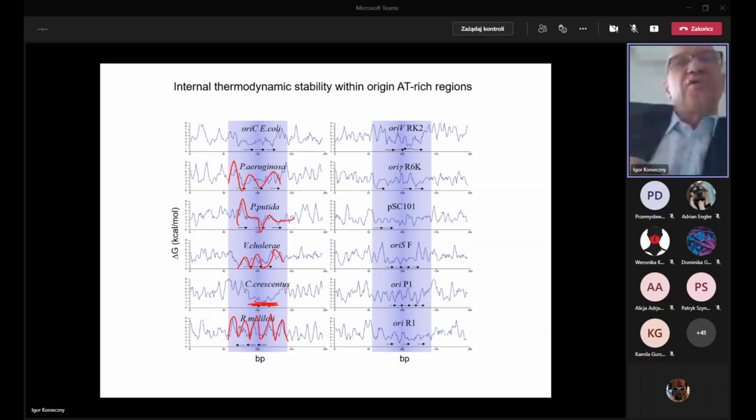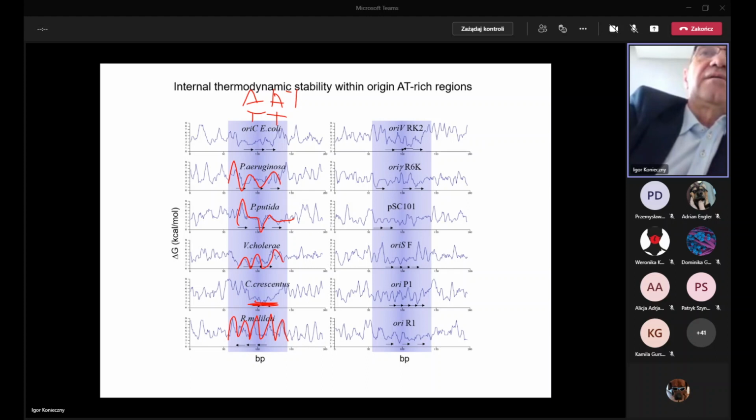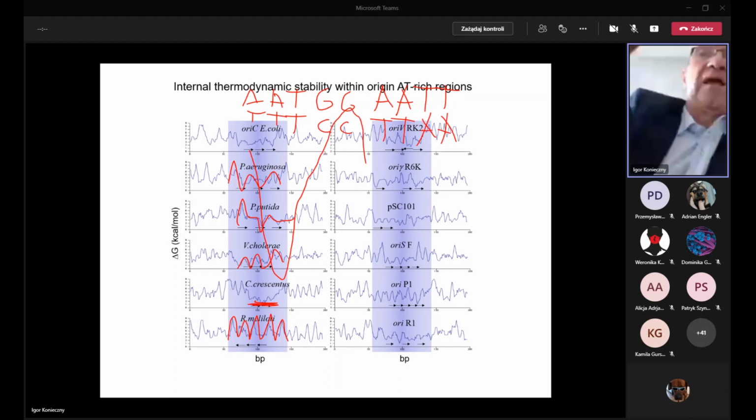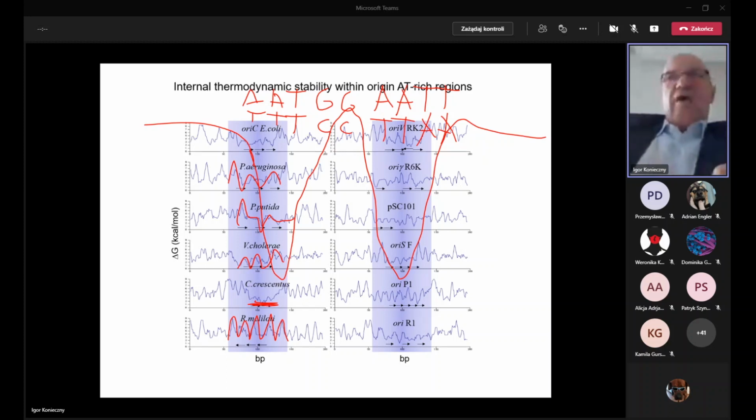So where do those fluctuations come from? Well, based on the sequence, because most likely you may have AT, TT, and then GC, GC, and then TT, TTAA. So if you would draw this internal stability, it would be very low, then a little bit bigger, and then again very low, and that makes those peaks. Okay.